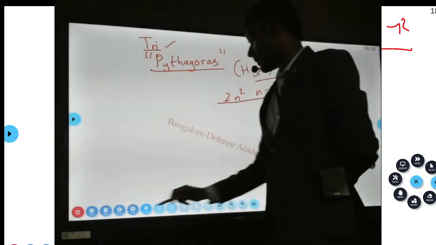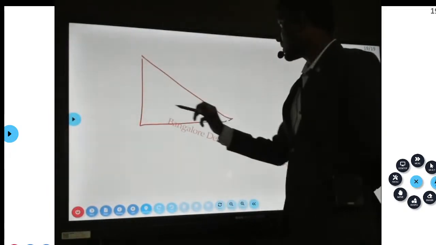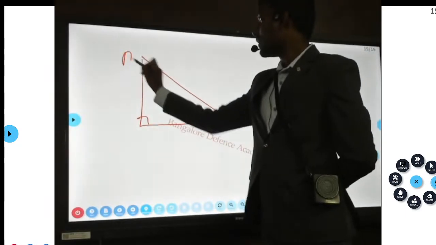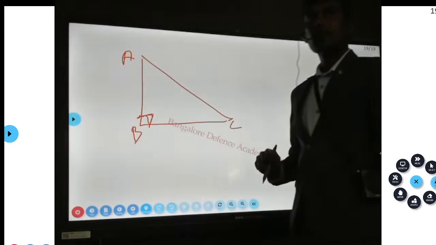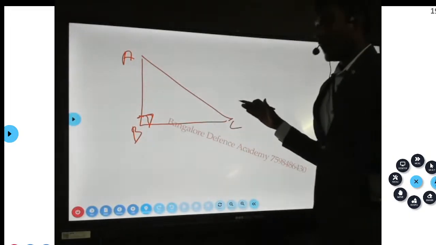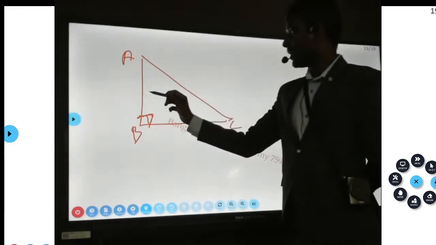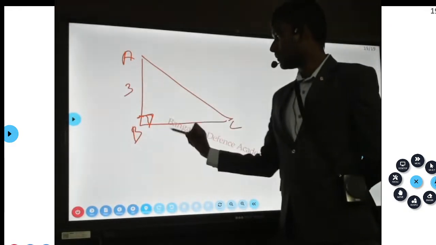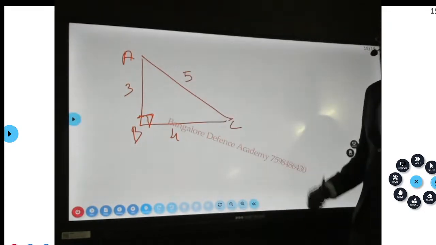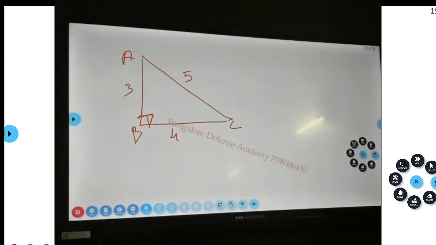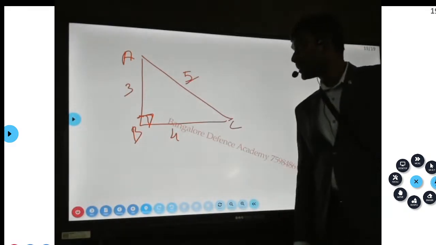Okay, now look at this. Some properties of the right angle triangle. This is right angle triangle. Okay, A, B, C. This is 90 degree, correct? So AC is hypotenuse. Now suppose if I write like this, 3, 4 and this will be 5. Okay, which is the lengthiest side? Hypotenuse. Always remember hypotenuse will be the lengthiest side.